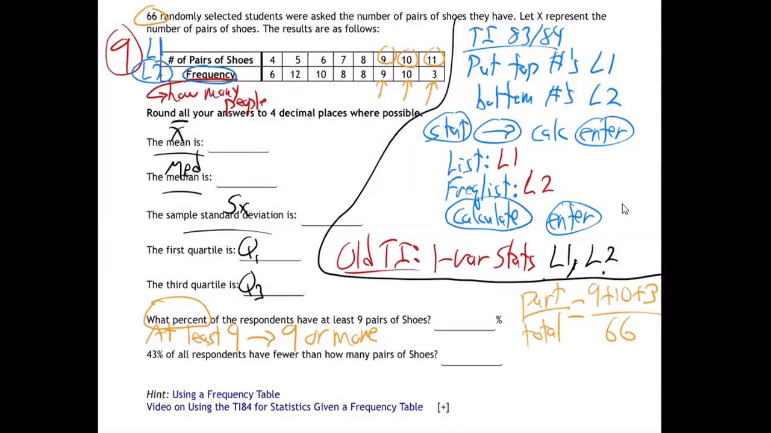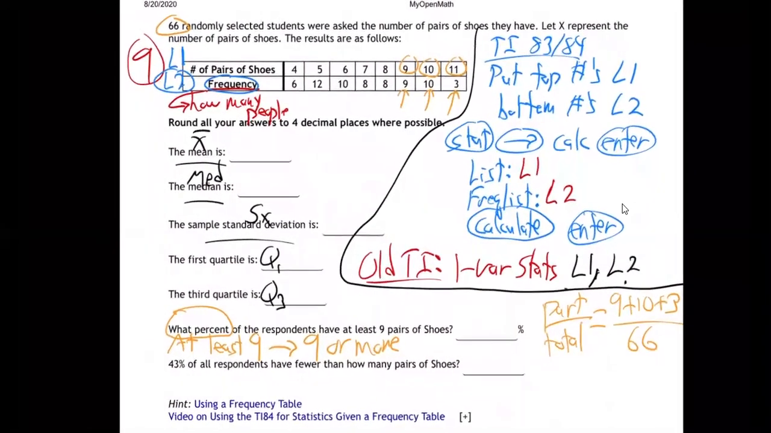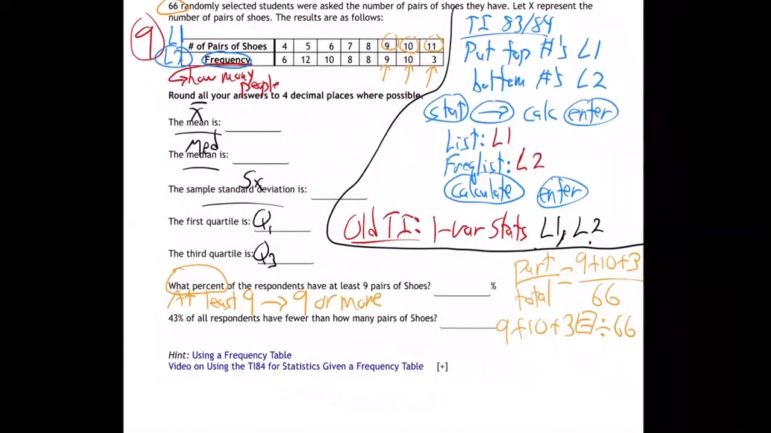So there's what you need to calculate. Now remember, when you do that, don't forget you've got to hit equals. So I'm going to go 9 plus 10 plus 3 equals, divided by 66, right? When I do that, don't forget to hit that equals before you hit the divide. So I'm going to do that: 9 plus 10 plus 3 divided by 66.